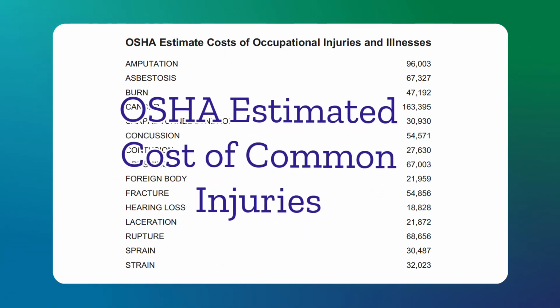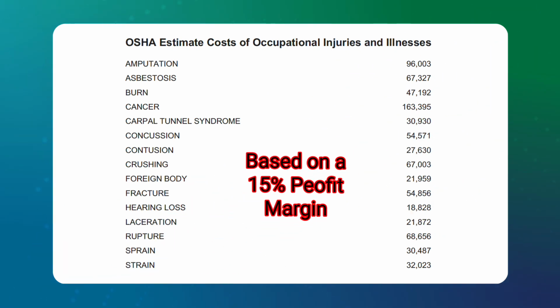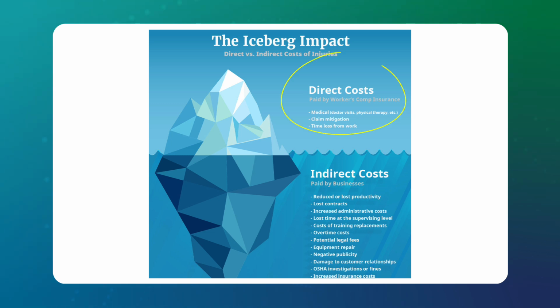Here is an OSHA estimated cost of occupational injuries, all based on a 15% profit margin. Let's use the iceberg as an example. We have direct costs above the water, indirect costs below. No matter what, you're paying for these indirect costs, whether you're tracking them or not.